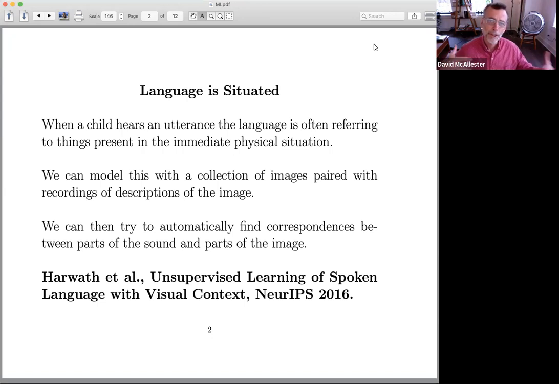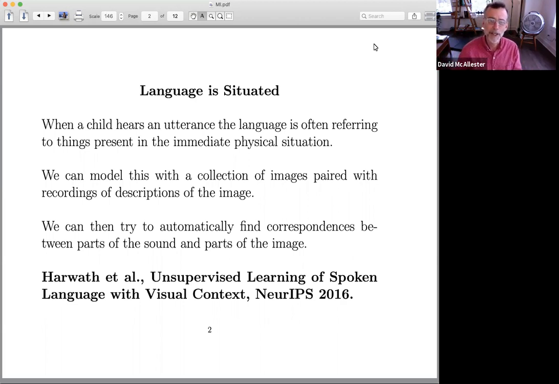So there's really two signals going on. There's the sound and there's an image or a situation that they're embedded in. David Harwath, a few years ago, in 2016, did this really fascinating experiment where he took a bunch of images and had people describe them. Turkers described the images. Then he took the sound wave of the description together with the image and tried to build a system that could align the sound with the image.